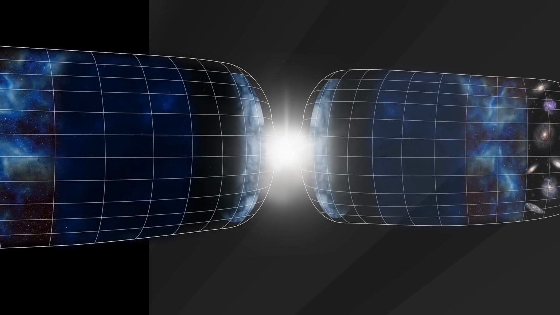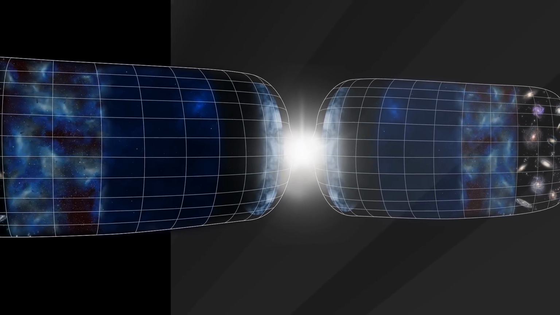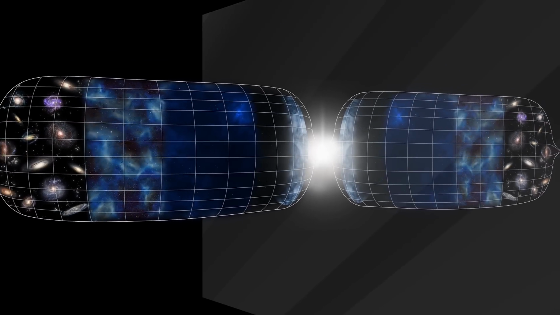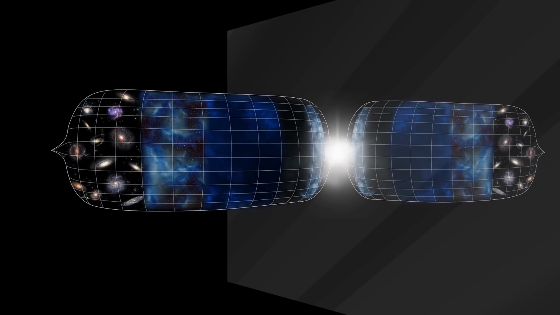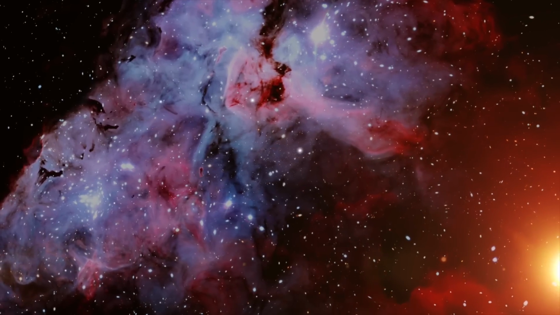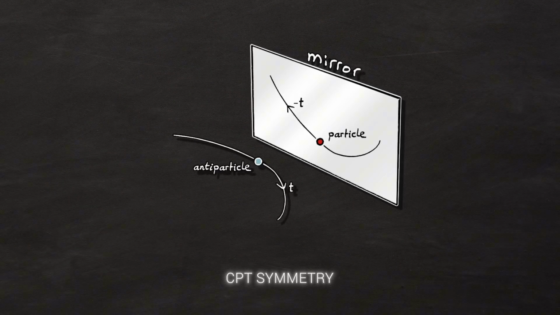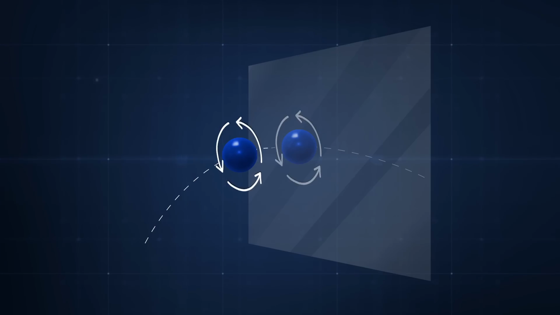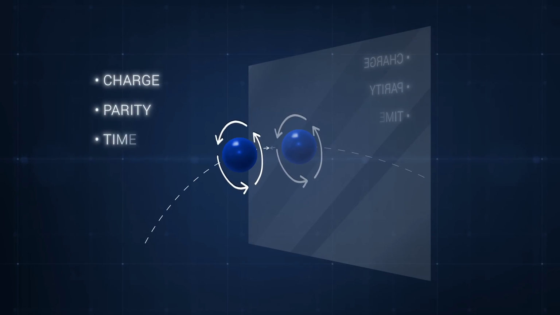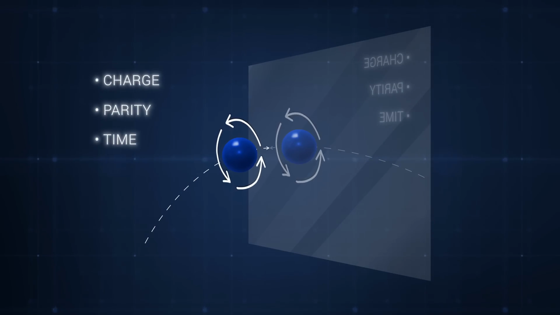In this model, the Big Bang is not just a starting point but a boundary, a mirror dividing two symmetrical universes. On one side, particles and forces act as we've observed, while on the other they act precisely the opposite way. This may sound like science fiction, yet the foundation for these ideas comes from concepts like CPT symmetry, a fundamental principle in physics where particles mirror each other through charge, parity, and time.